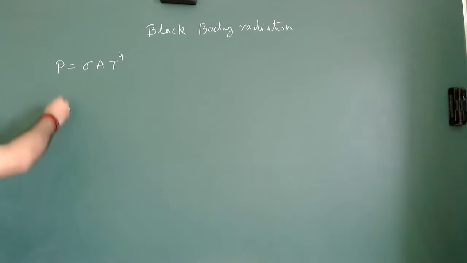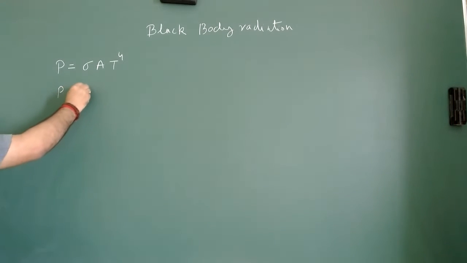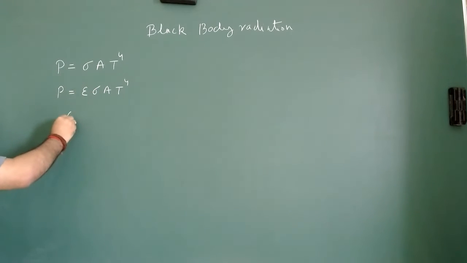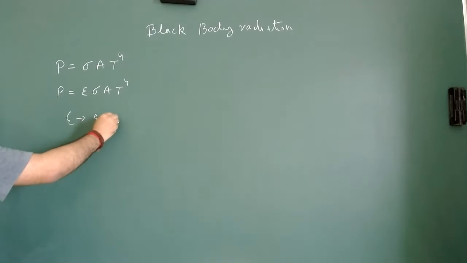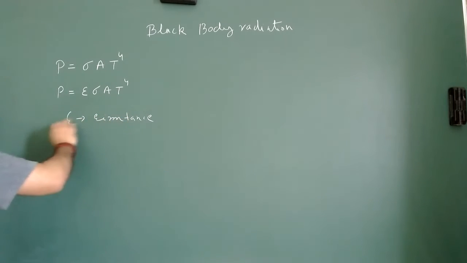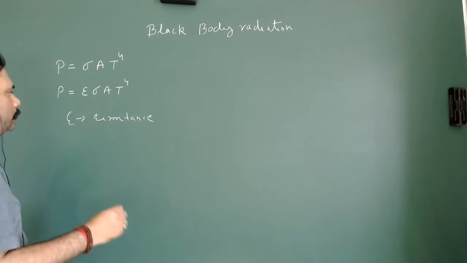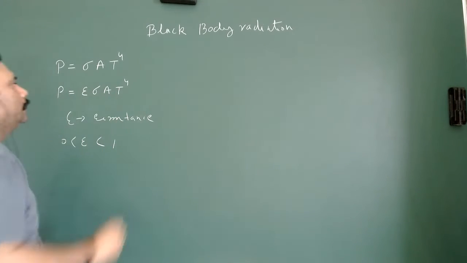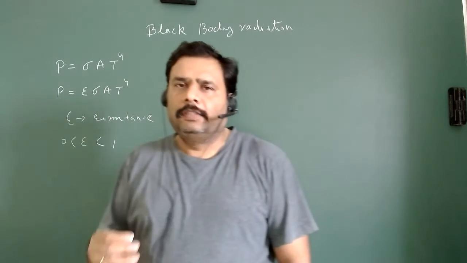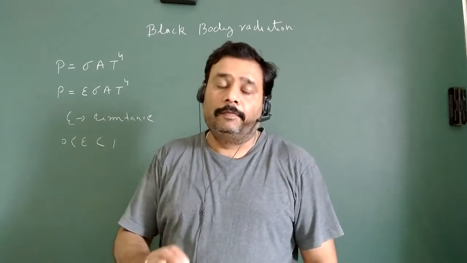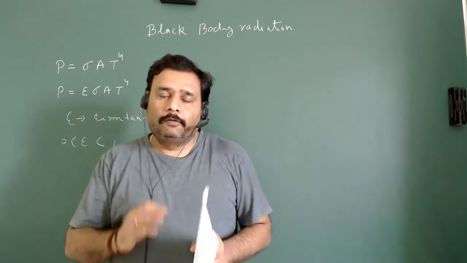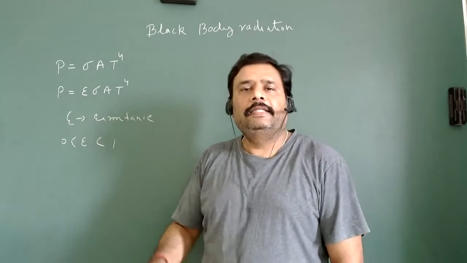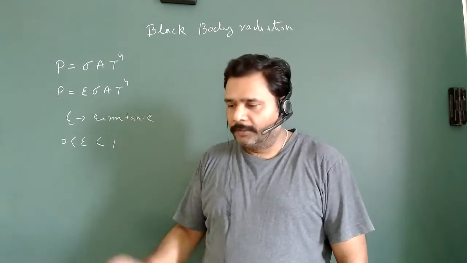So this can be written as P is equal to epsilon sigma A T to the power 4. This epsilon is known as emittance, or sometimes, if it is absorbed, it is also known as absorbivity. And this epsilon is between 0 and 1 for a real body situation, so it depends on the body. For the black body, it does not depend on the material, but in a realistic sense, we have to include some epsilon, and this epsilon will be given for different bodies.